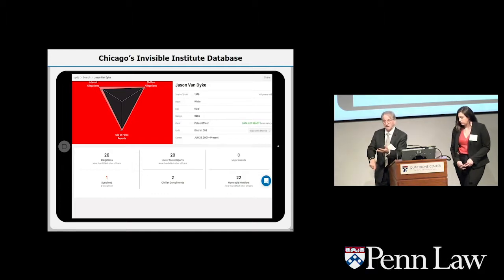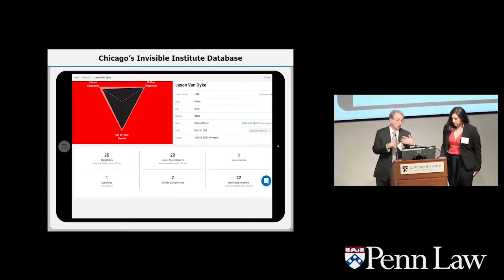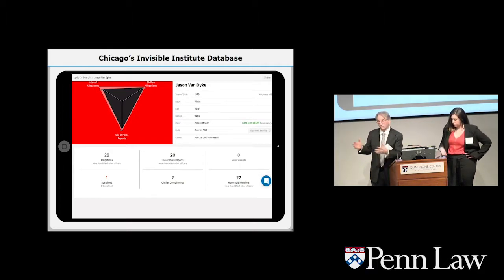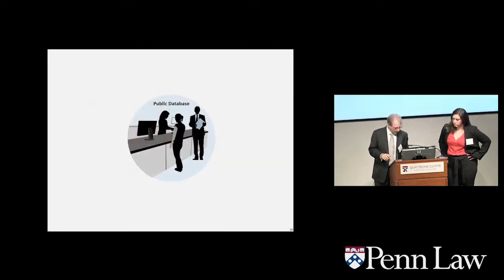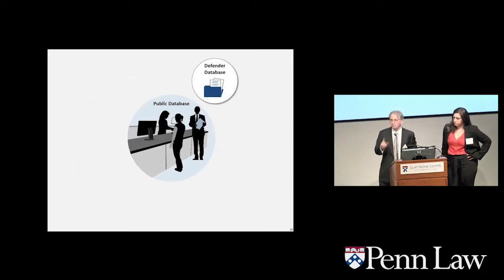The mayor decided not to run for re-election. Van Dyke was ultimately convicted, although the other officers with him who were charged with covering up were not. They were acquitted. But the point was that it turned the whole place upside down. Now, the one thing I want to say about the public database, again, this is a virtuous cycle.